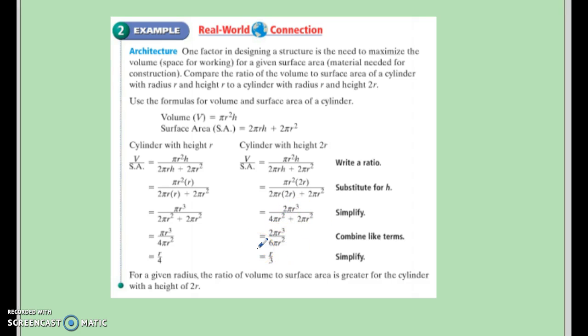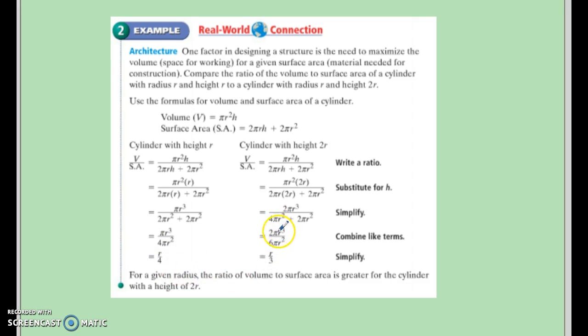Now I can combine like terms and simplify. I notice in this first one there's a pi in the numerator and a pi in the denominator, so those can cancel out. I see that I have 3 r's in the numerator and 2 in the denominator. So that means I have 1 left in the numerator, and that's as simple as I can get that one.